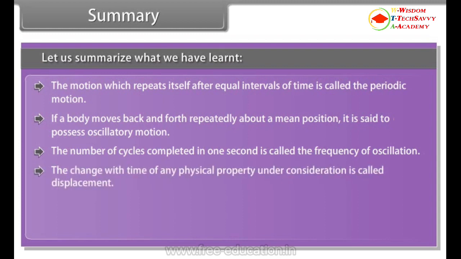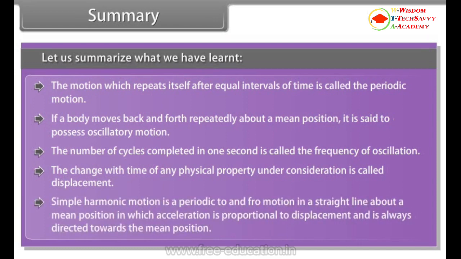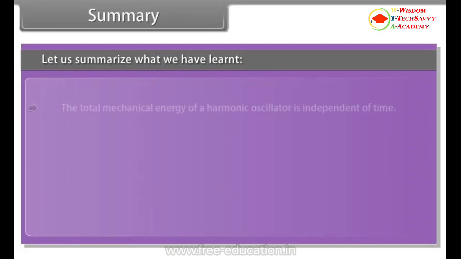The change with time of any physical property under consideration is called displacement. Simple harmonic motion is a periodic to and fro motion in a straight line about a mean position in which acceleration is proportional to displacement and is always directed towards the mean position. The total mechanical energy of a harmonic oscillator is independent of time.